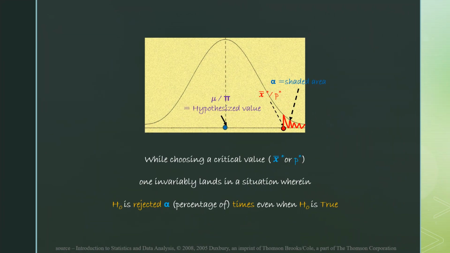While choosing a critical value x bar star or p star, one invariably lands in a situation wherein H0 is rejected alpha percentage of times even when H0 is true.